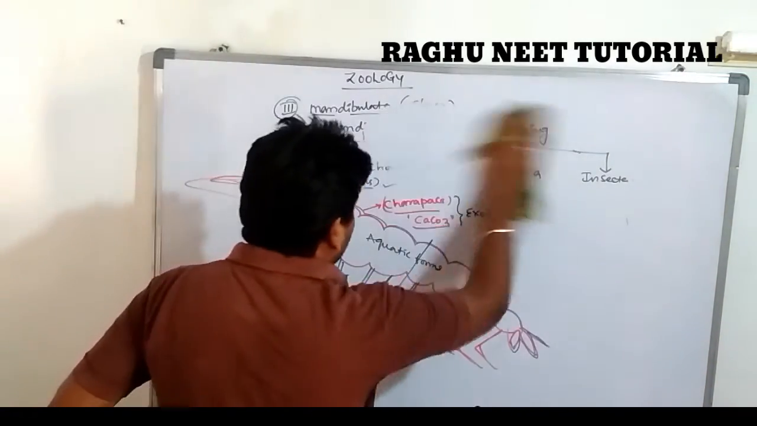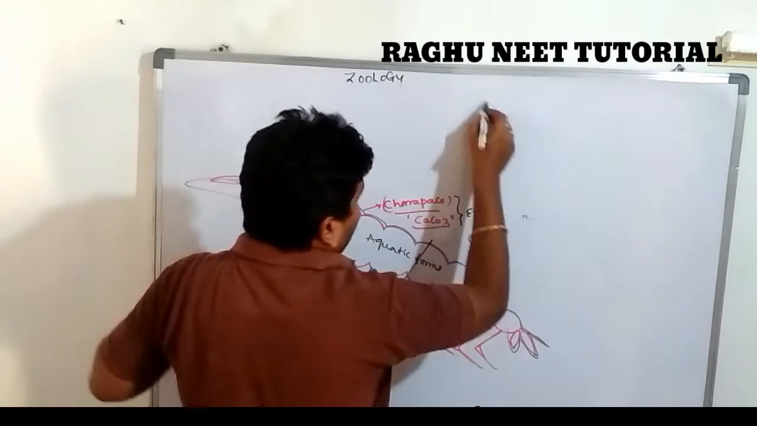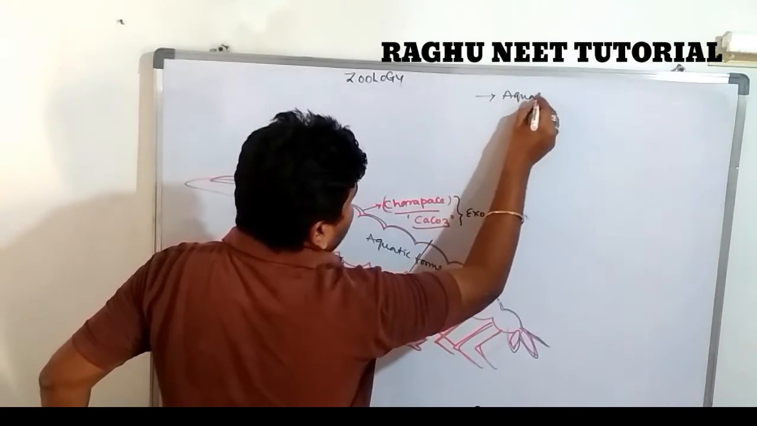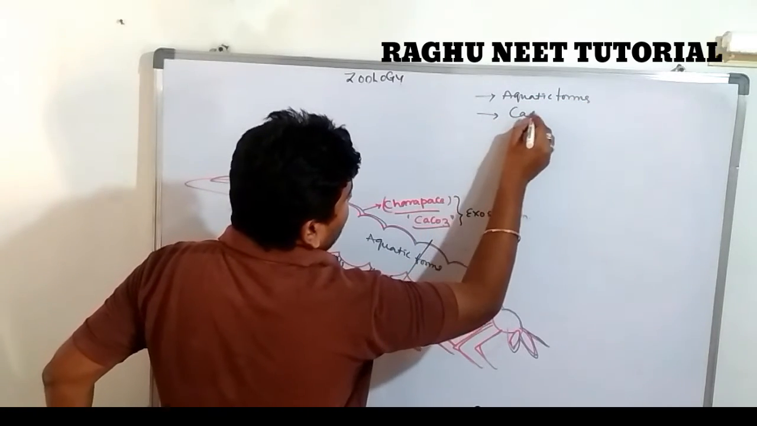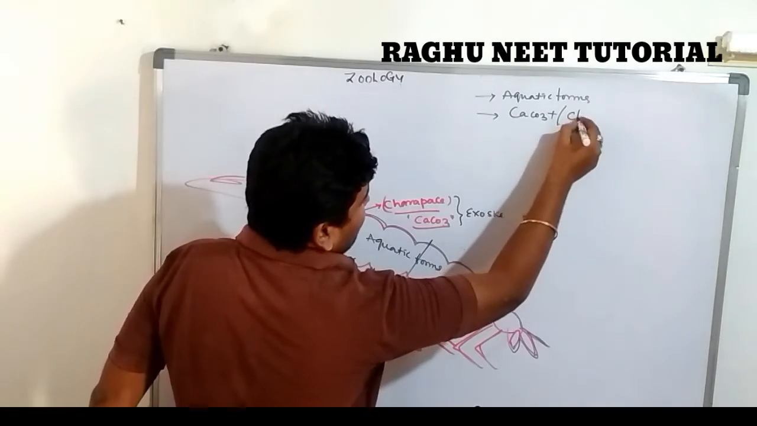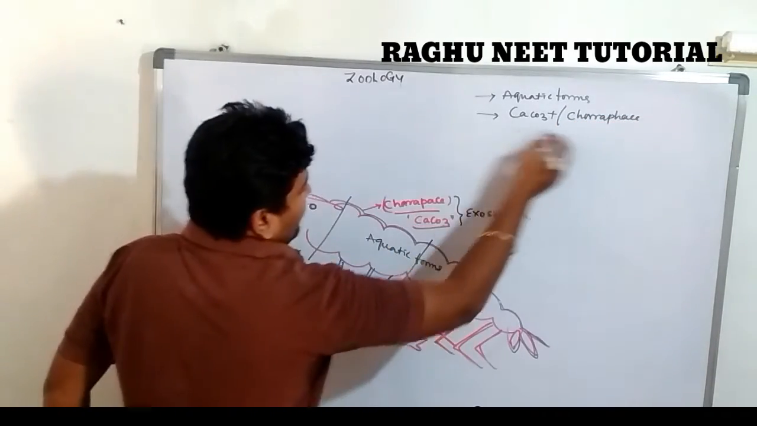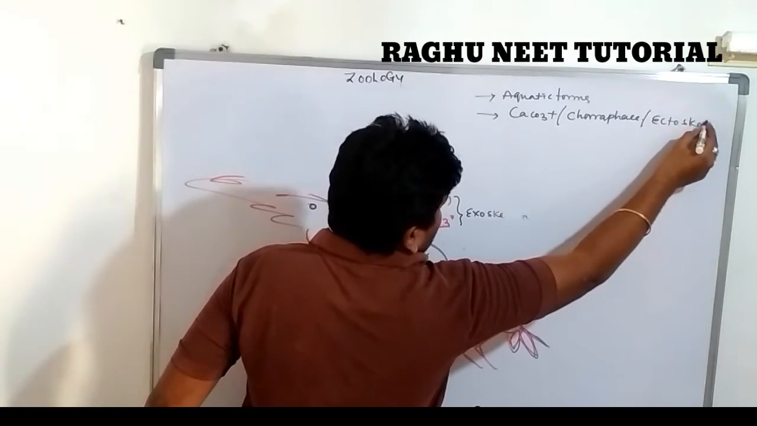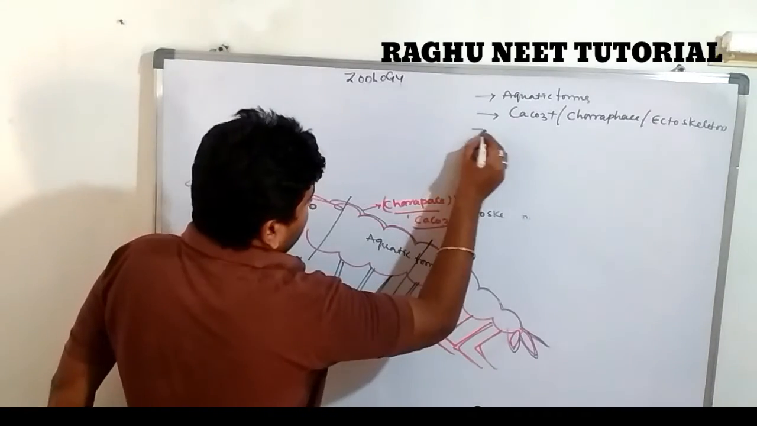Let's explain. First, these are aquatic. Note down everyone, these are the general characters of Crustacea. They are aquatic forms. The body is covered by an outermost covering membrane made of calcium carbonate, commonly known as the carapace. It acts like which skeleton? Exoskeleton.